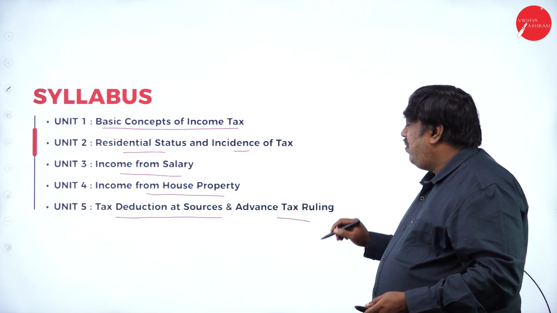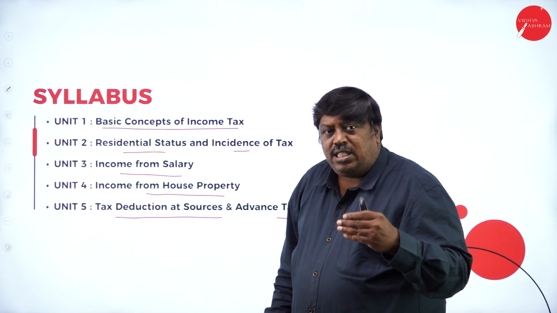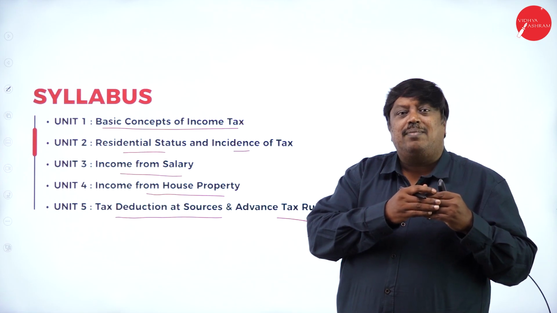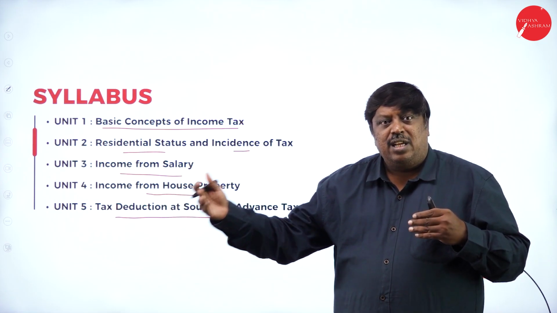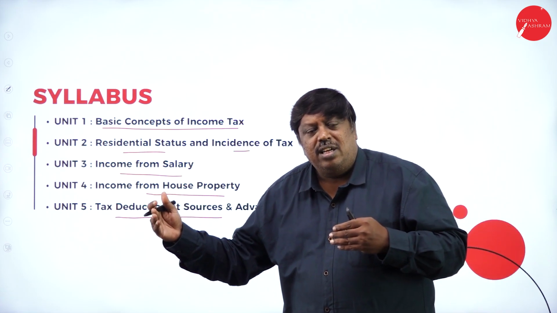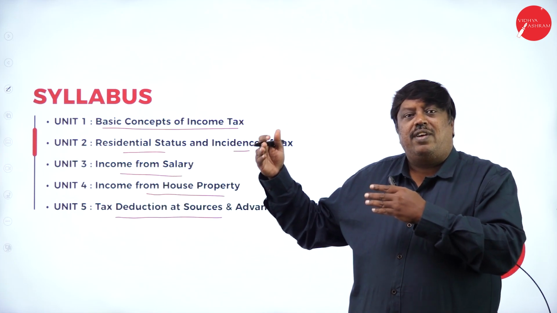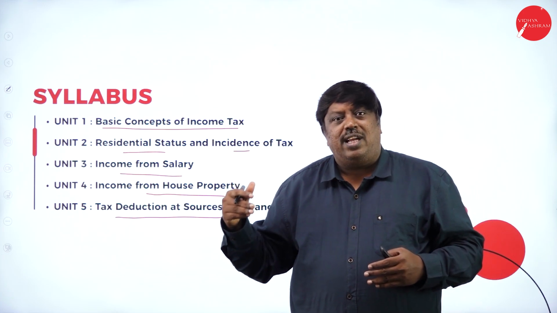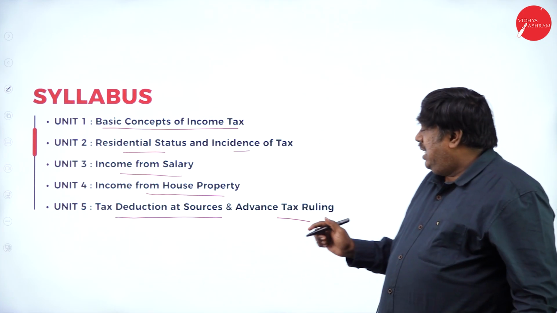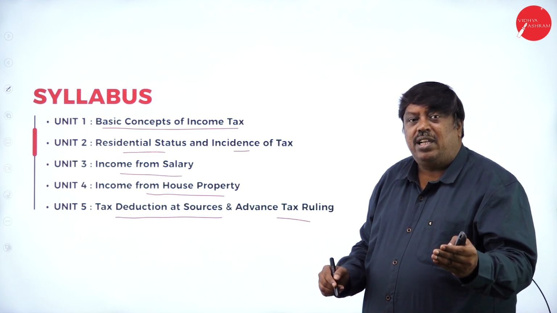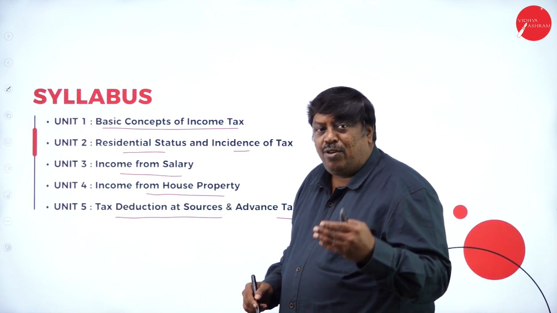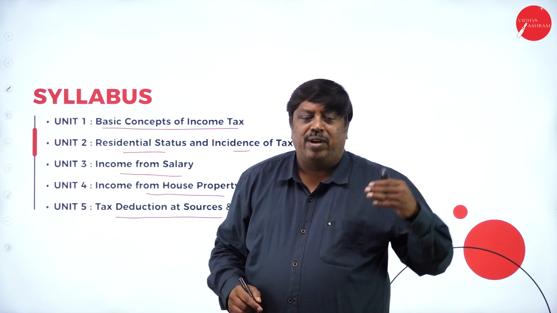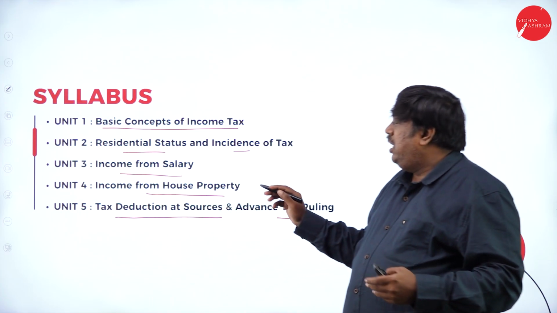And what is the advanced tax ruling? In the initial stage, in the month of April itself, I'll calculate how much income I may earn in the 12 months, from April to March year, and in that total income, whatever I'm earning here, what is the tax I have to pay to the government? Out of that, can I pay tax in advance to the government before completion of 1 year, can I pay the advance tax to the authorities or not? We are going to learn these concepts in Unit 5.